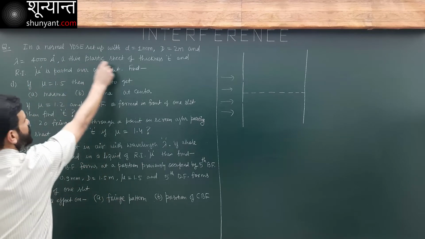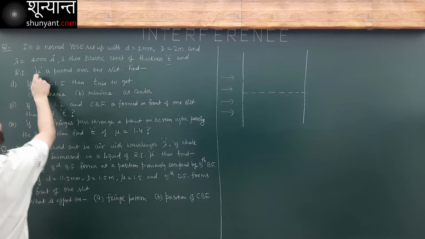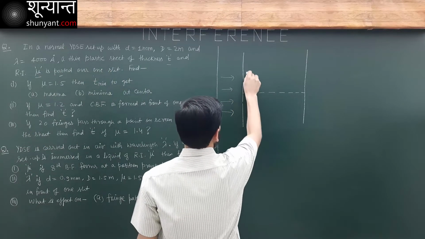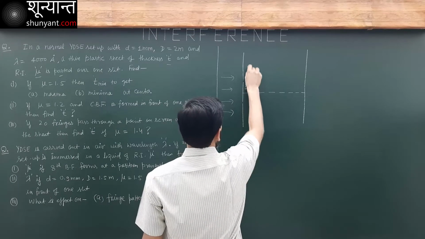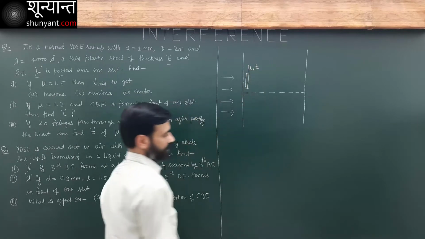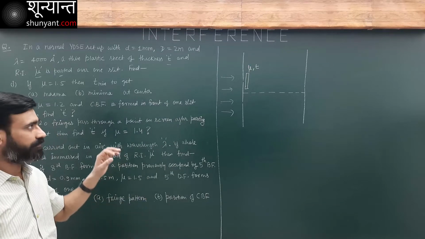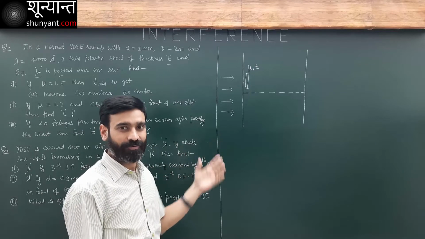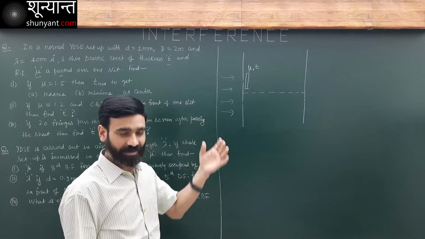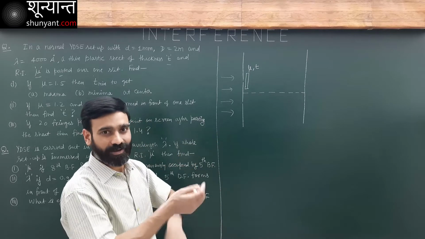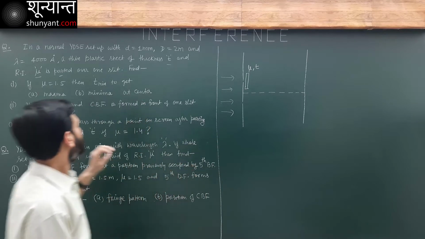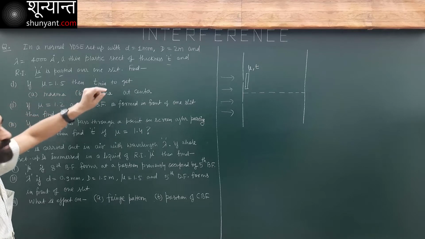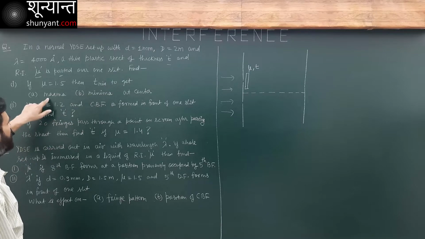Now, a thin plastic sheet of thickness t and refractive index mu is pasted over one slit. So here I am pasting this one thin plastic sheet. Refractive index is given and thickness is given. We understand this is a special case, and this is the standard case. All the effects that are going to happen: the central bright fringe is going to change, and along with that the whole pattern is going to shift up. Now the first question: if mu is this, then what is the minimum thickness to get maxima, minima at the center?